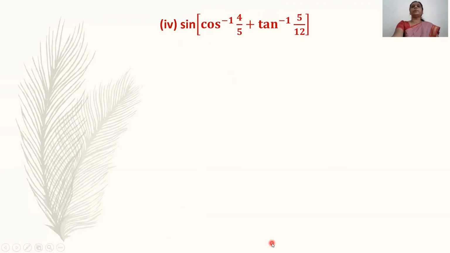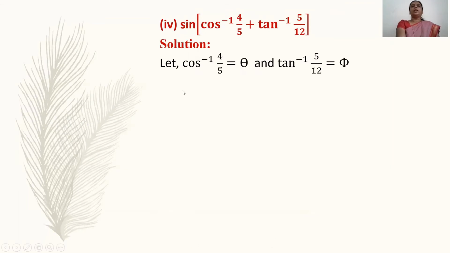See the next example. Sin in the bracket cos inverse 4 by 5 plus tan inverse 5 by 12. Here, let this cos inverse 4 by 5 be equal to theta and let this tan inverse 5 by 12 be phi. Then if I take this cos to the right hand side, I will get cos theta is equal to 4 by 5. And if I take this tan to the right hand side, I will get tan phi is equal to 5 by 12.